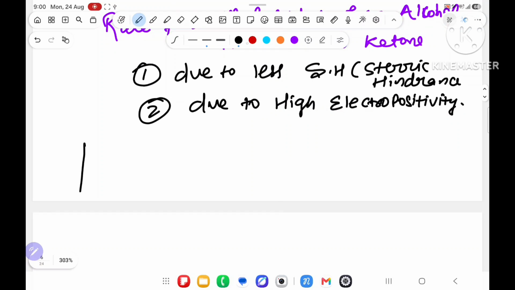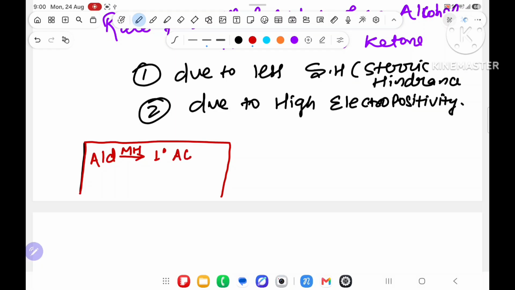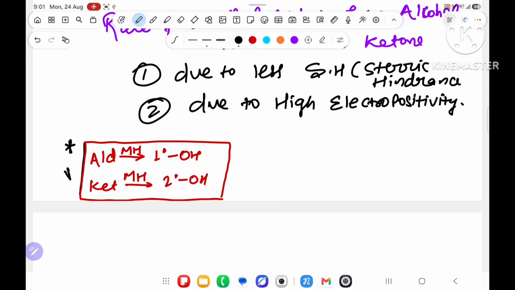Now you can write over here one short trick, but don't believe in short tricks. I will dictate it also. The short trick is that whenever an aldehyde reacts with a metal hydride, it will give a 1 degree alcohol. But whenever a ketone reacts with a metal hydride, it will give a 2 degree alcohol, and this is the important part of the topic.